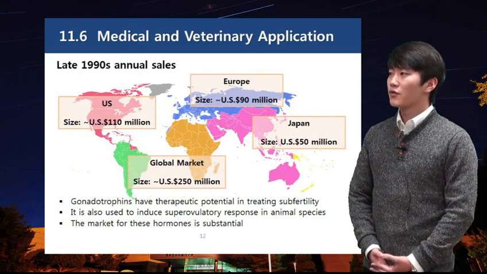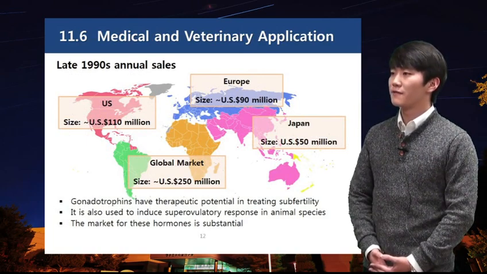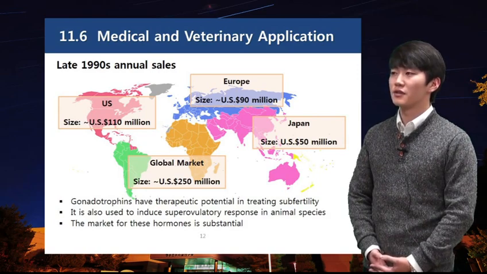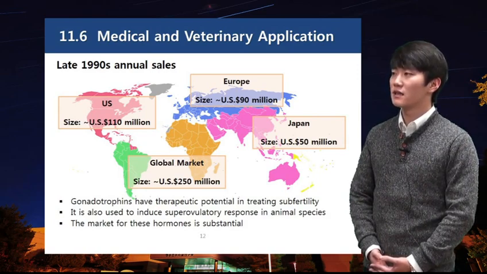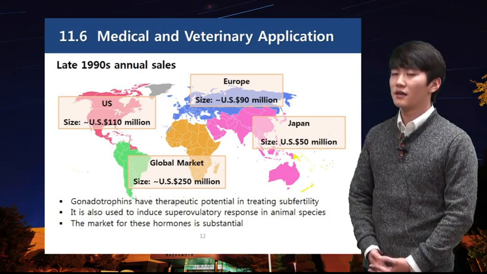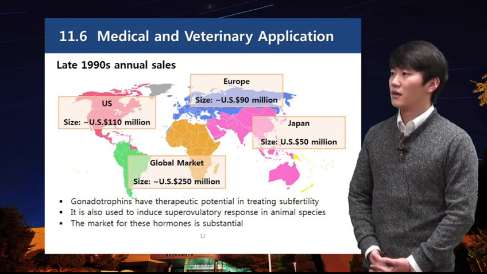Because of their central role in maintaining reproductive function, the gonadotrophins have therapeutic potential in treating subfertility in human and animals. The market for these hormones is substantial. By the late 1990s, annual human market stood at about $250 million.